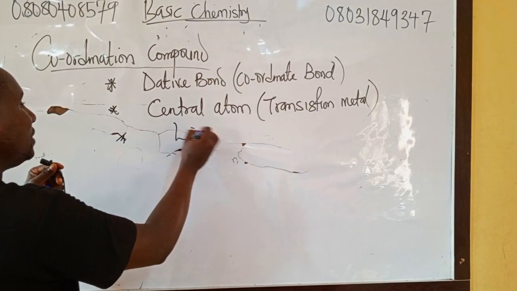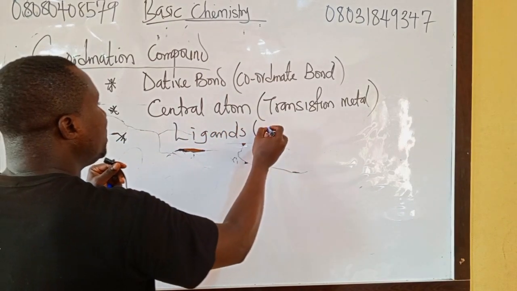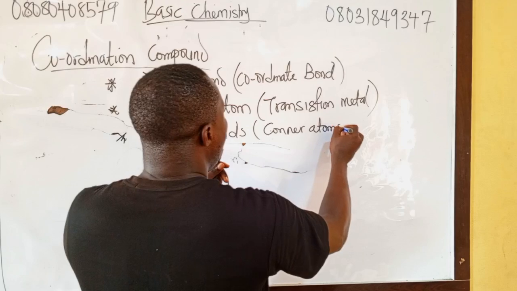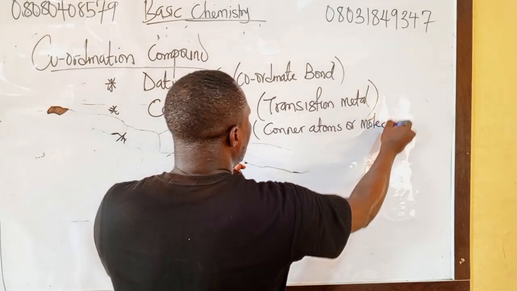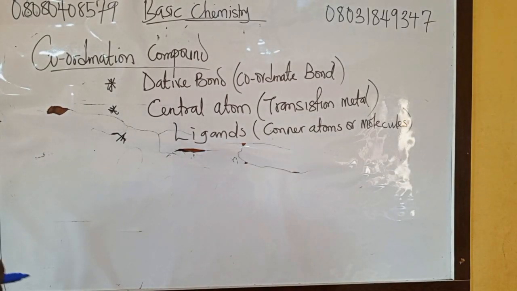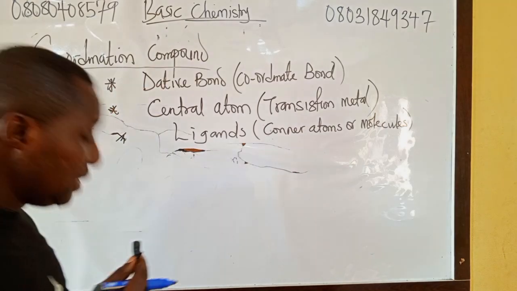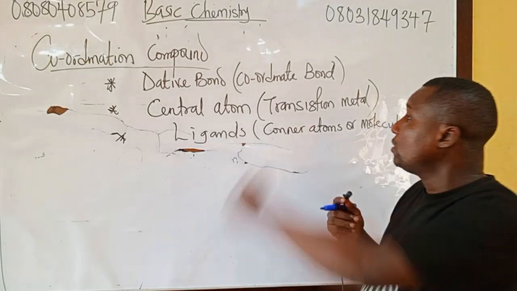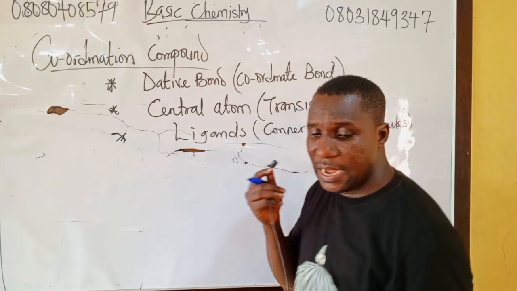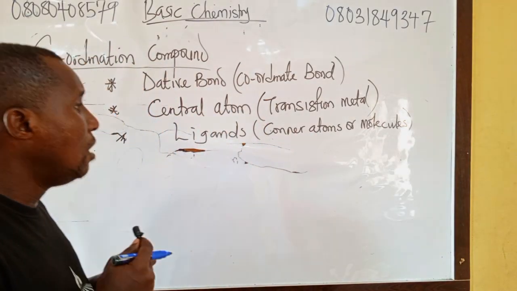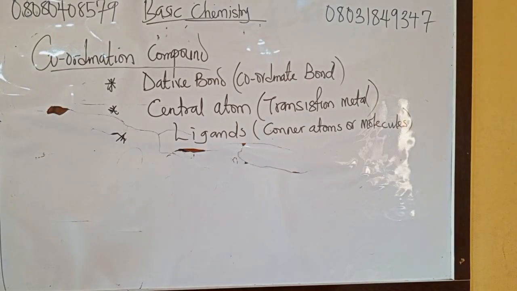And you have what? A ligand. You have ligands, which are donor atoms or molecules. Take note of that. Coordination compound, that is complex compound. It exhibits dative bond or coordinate bond. It has a central atom, which is a transition metal, and a ligand. The ligands are known as what? Donor atoms or molecules.